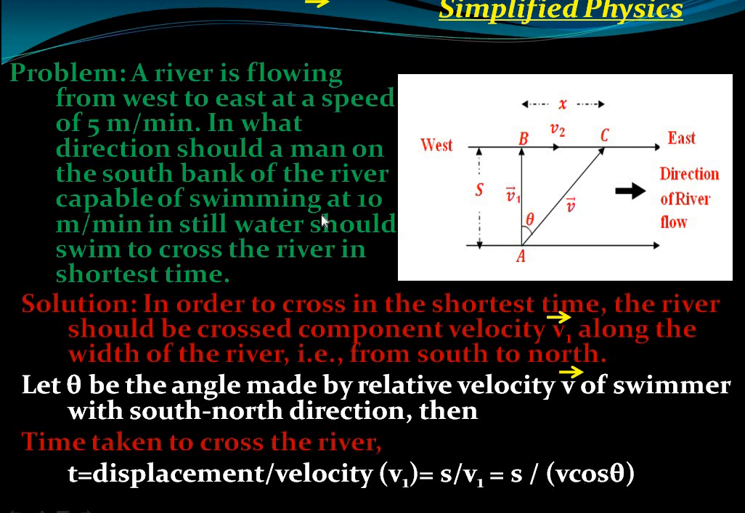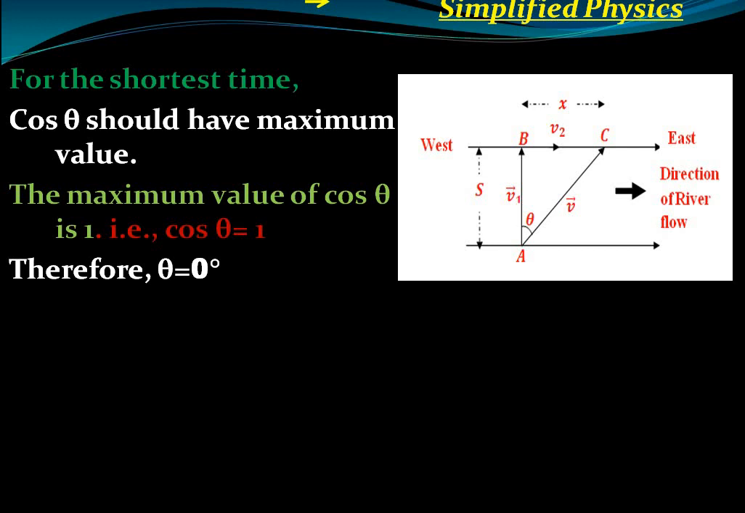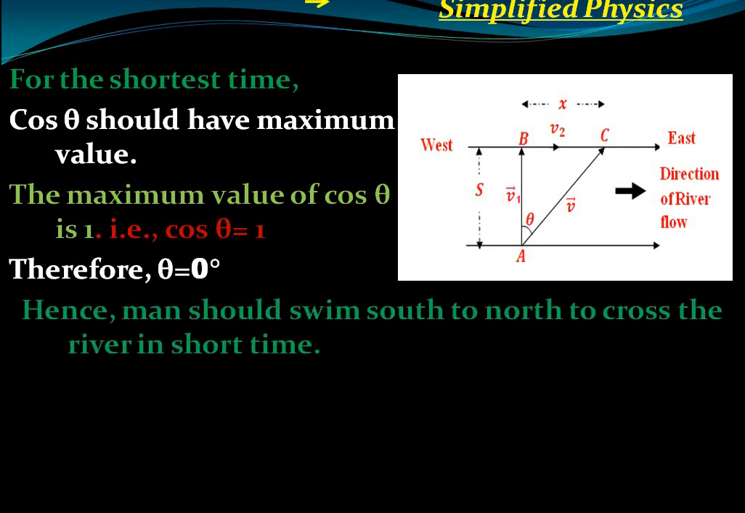Now the important point is what will be the shortest time to cross the river. That means cos theta has the maximum possible value. s and b always remain the same, s is the width of the river and b is the magnitude of the relative velocity, while cos theta depends on theta. If cos theta has the maximum value, then the time taken will be minimum. Cos theta has the maximum value of 1 when theta equals 0. If the person swims along AB, then the man is able to cross the river in the shortest time.